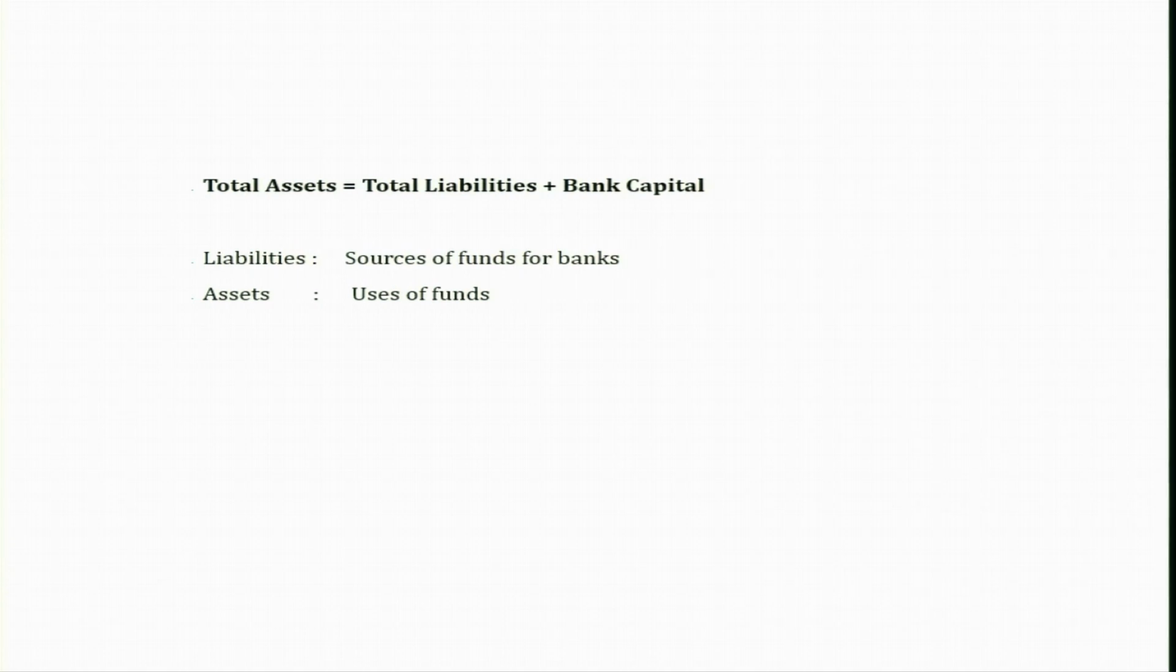In the balance sheet, I am sure you are familiar with the terms we normally use, liabilities and assets, right. When it comes to a bank, we equate that the total assets of a bank are equal to total liabilities plus bank capital. Liabilities mean the sources of funds for the banks, and assets mean the uses of these funds.